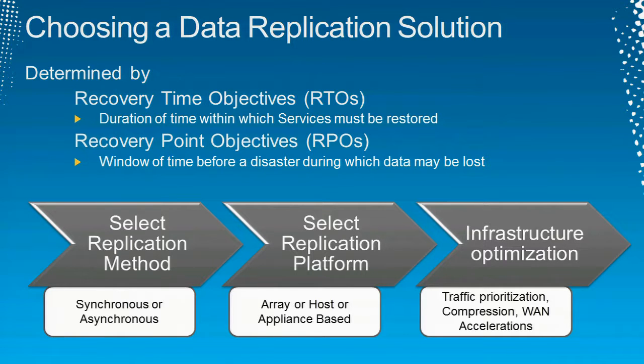So there is a three-step process. I'm oversimplifying it, but at a high level, there is a three-step process. You need to select your replication method, whether it's synchronous or asynchronous. Once you identify that, you choose where you want the replication to happen. Do you want it to happen at the array level? Do you want it to happen at the host level? Or do you want a standalone appliance-based replication solution? Once you identify that, there are a few other things you can do in your data center. Can you optimize your WAN with WAN accelerators? Can you do traffic prioritization? Or can you add compression on the data going across the sites?